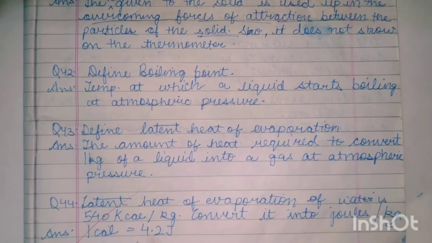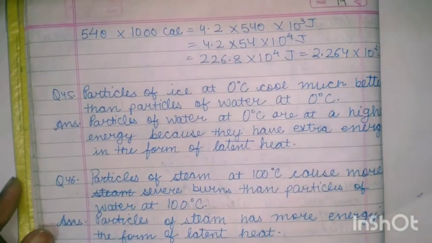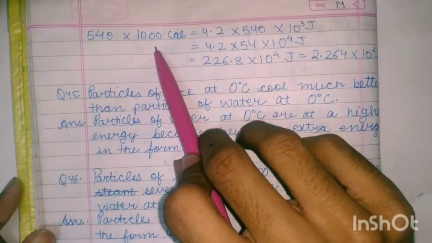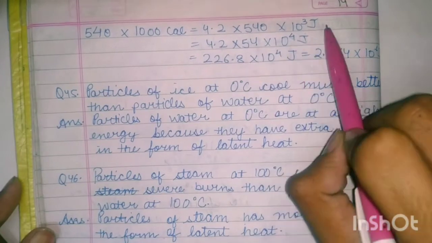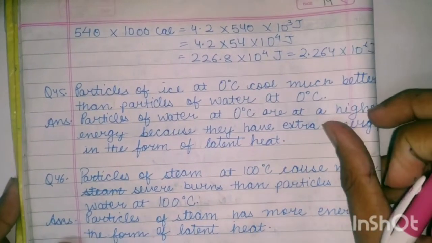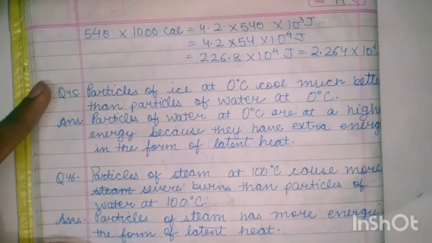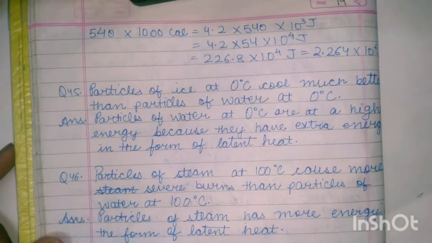You all know 1 calorie equals 4.2 joules. No worries in doing the calculation. 540 into 10 raised to power of 3 calories will be 4.2 into 540 into 10 raised to power of 3. That is finally 2.268 into 10 raised to power of 6 joules. Always round off your answer to the least number of decimal places.